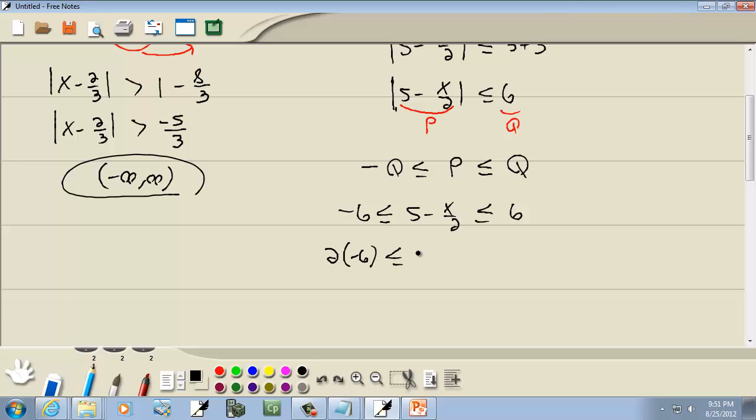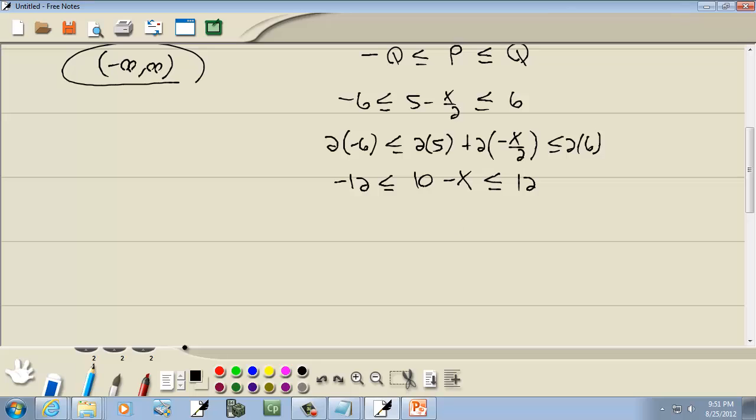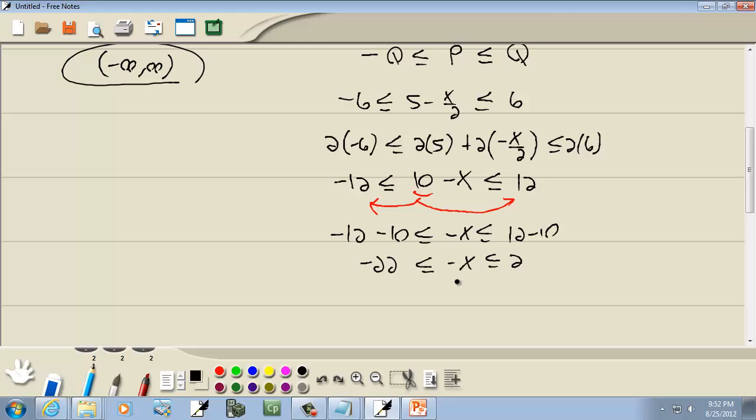So 2 times negative 6, 2 times 5, 2 times negative x over 2, and 2 times 6. And that gives us negative 12. 2 times 5 is 10. Those 2's cancel. We got minus x. It's less than or equal to 12. Third step, get everything with an x in the middle, numbers on the other two sides. So I'll take the 10, move it over to the other two sides. So we got negative 12 minus 10 is less than or equal to negative x is less than or equal to 12 minus 10. That gives us negative 22. This gives us 2.